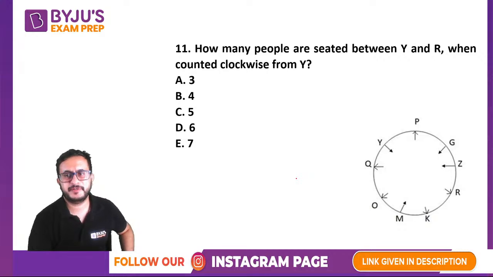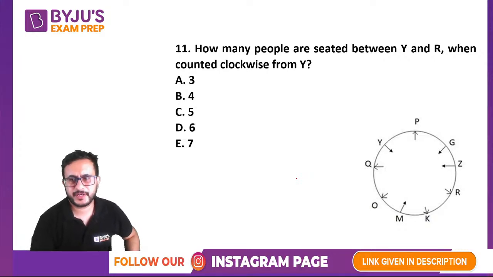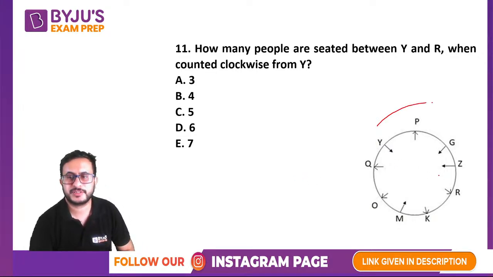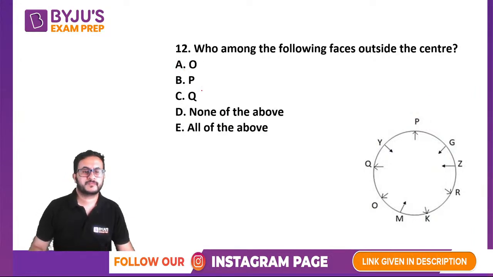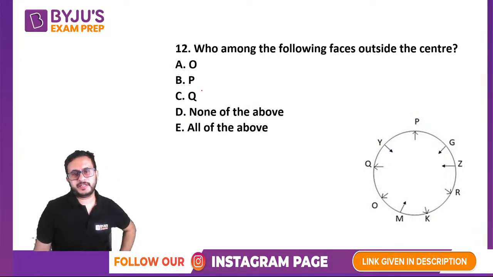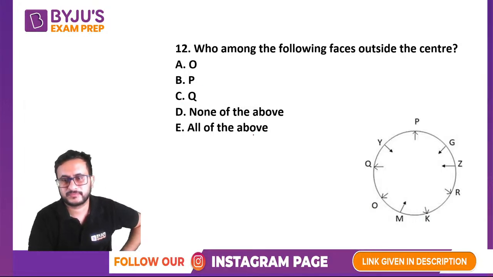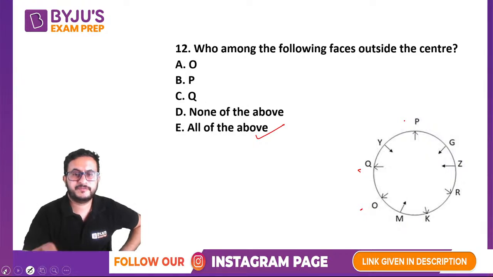How many people are seated between Y and R when counted clockwise from Y? We have to count clockwise from Y. This is the clockwise direction. Okay. So 1, 2 and 3 people. Who among the following faces outside the center? O, P, Q, all of the above. All these 3 face outside the center.